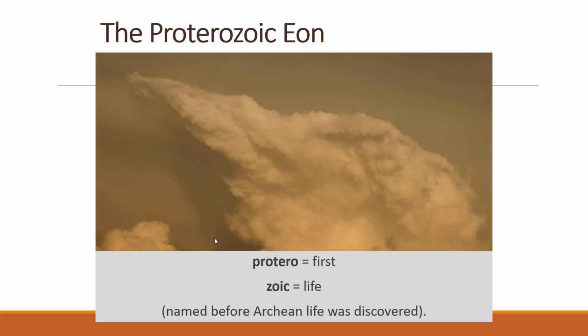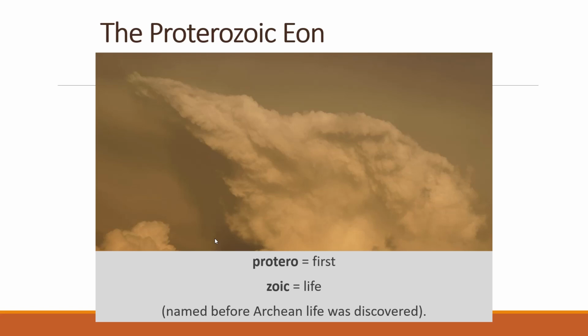Now we're going to move into the Proterozoic. So first or early Zoic is life. This was named before we realized there was life in the Archean. So this is the time between 2.5 billion years ago and about 540 million years ago. So the world that would have been extremely unfamiliar to us, the Archean world, starts to transition into an Earth that's somewhat recognizable as the one we currently know. This lasted about 2 billion years. The Proterozoic is almost half of Earth history.